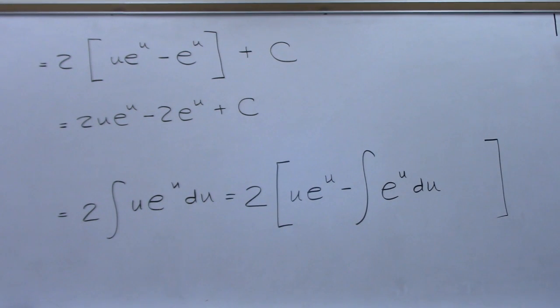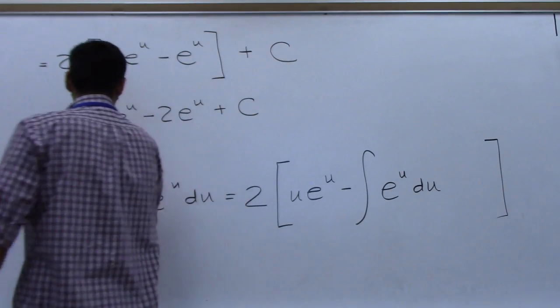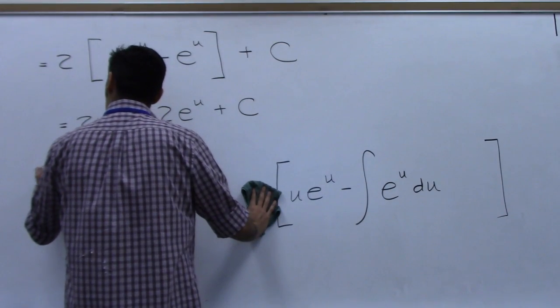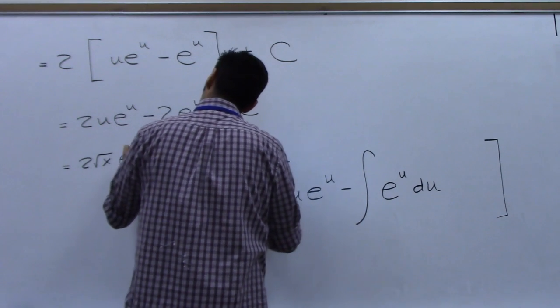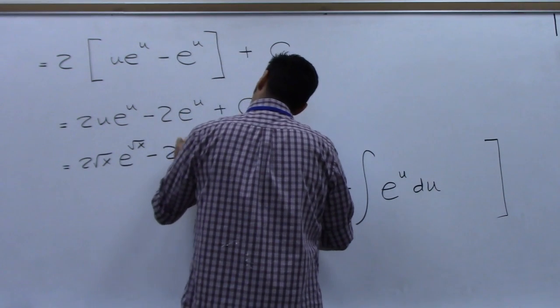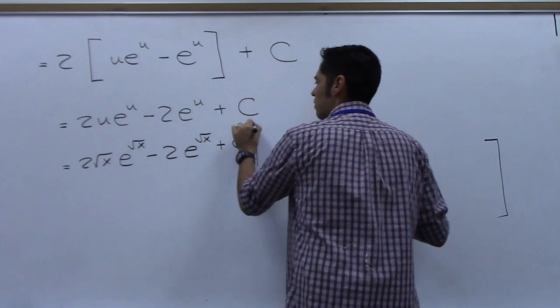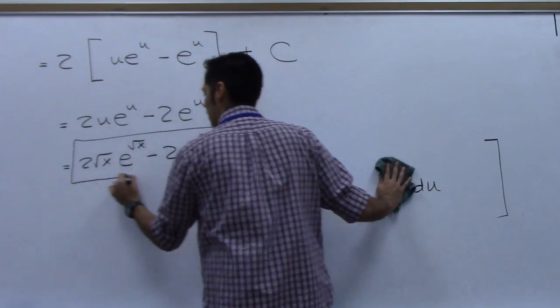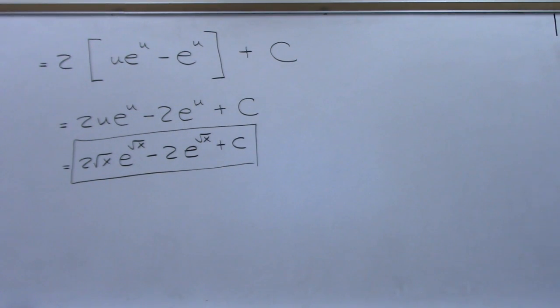Are we done? No, we have to go back to the original variable, which was x. So it was root x. Just replace all your u's with root x's. So this becomes 2 root x e to the root x minus 2e to the root x plus c. That should be the antiderivative. Questions?